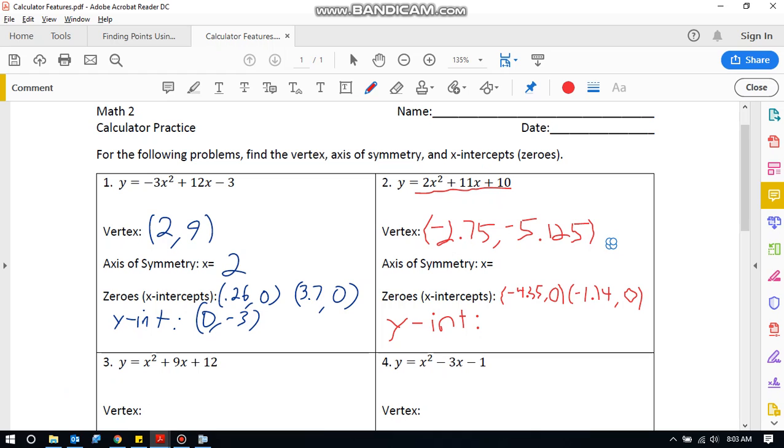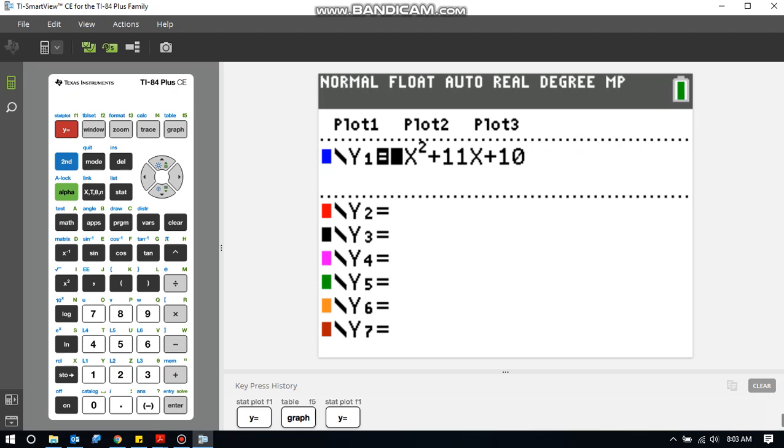So now we're going to find the y-intercept. If you haven't already, plug it in, 2x squared plus 11x plus 10. Remember, the x is next to the green button. The squared is 3 down from the green button. Okay, so 2x squared plus 11x plus 10. Once you're done, hit graph.